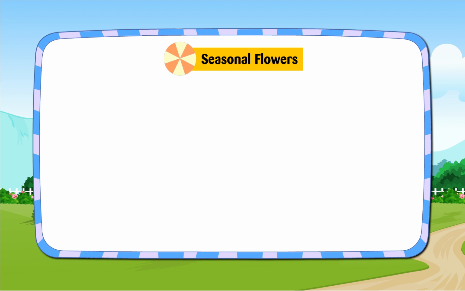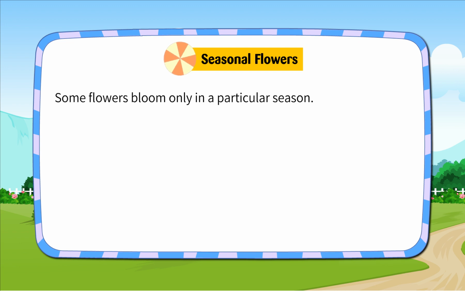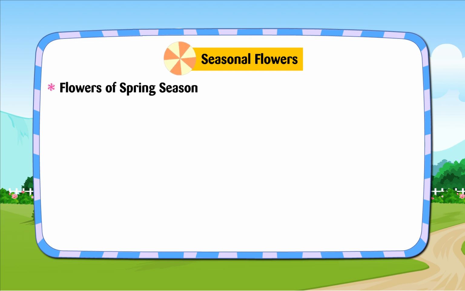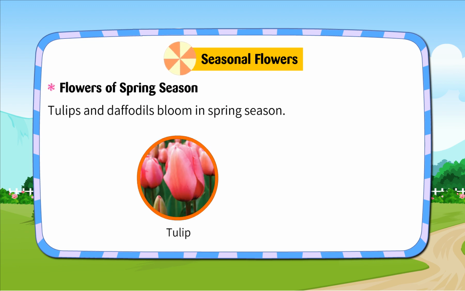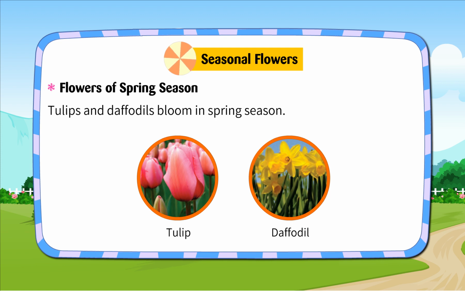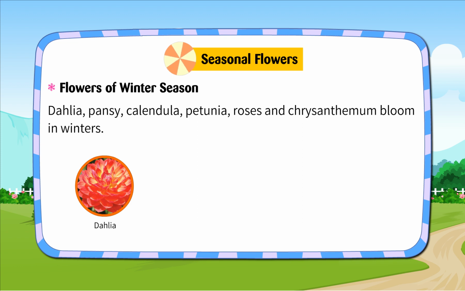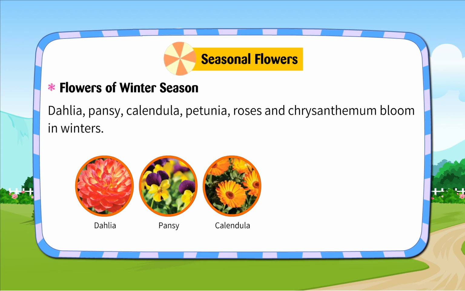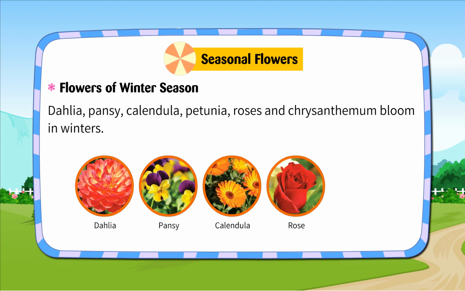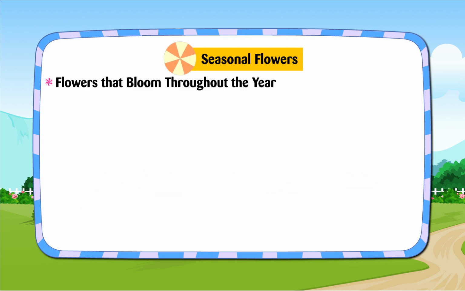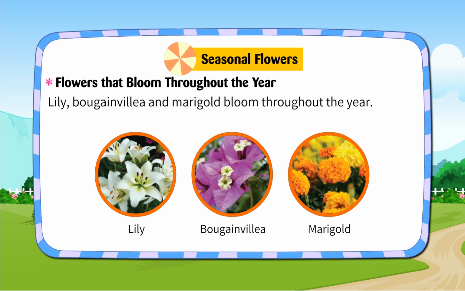Seasonal flowers. Some flowers bloom only in a particular season. They are called seasonal flowers. Flowers of spring season. Tulips and daffodils bloom in spring season. Flowers of winter season. Dahlia, pansy, calendula, petunia, rose, and chrysanthemum bloom in winters. Flowers that bloom throughout the year. Lily, bougainvillea, and marigold bloom throughout the year.